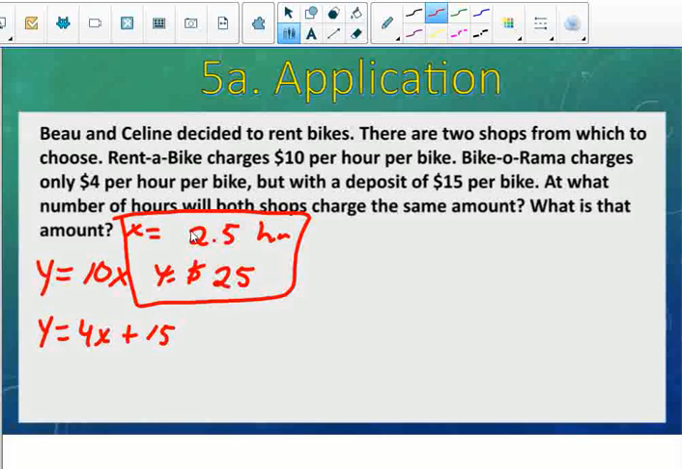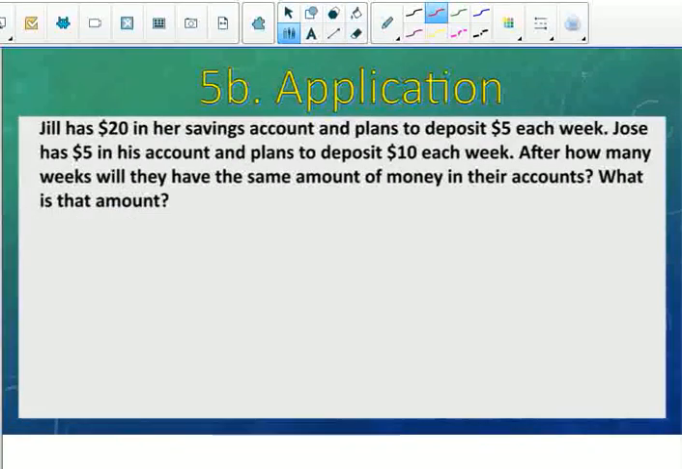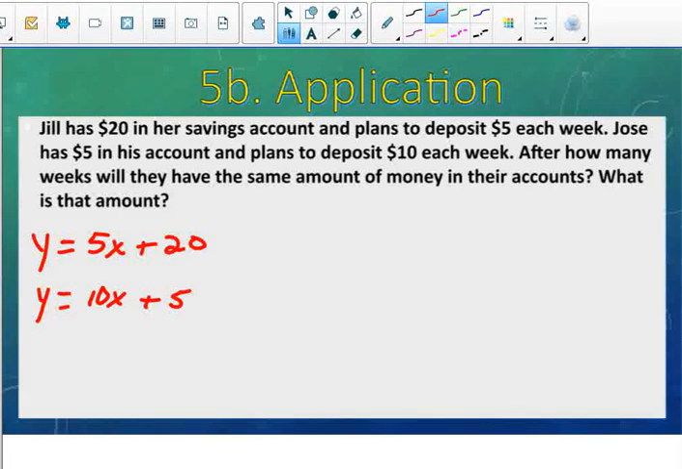That's your ordered pair. Next one, Jill has $20 in her savings account and plans to deposit $5 each week. Jose has $5 in his account and plans to deposit $10 each week. After how many weeks will they have the same amount of money in their accounts, and what was that amount? So Jill has $20 in her account, and she's going to deposit $5 per week. So 5x plus the 20. And Jose is depositing $10 per week, and he starts off with $5 in his account.